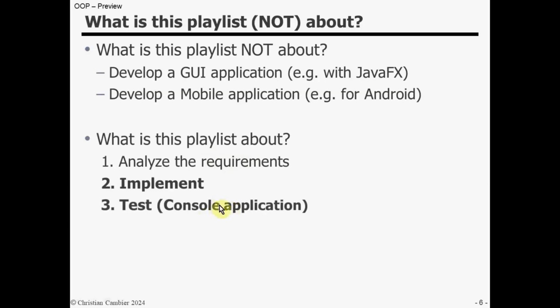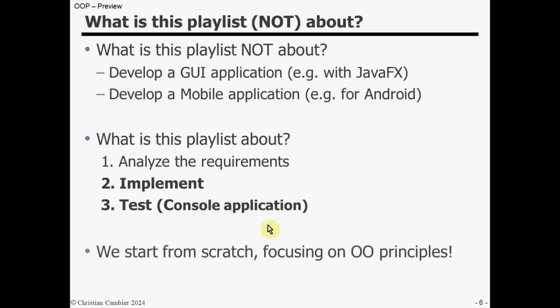And when I say testing, I don't mean that we're going to use unit tests, rather we're going to use the code that we have developed in the library. Once we have that in place, then we can think about what type of GUI app we want to use our defined shapes in. But that will not be covered here. We start from scratch, focusing on OOP principles.